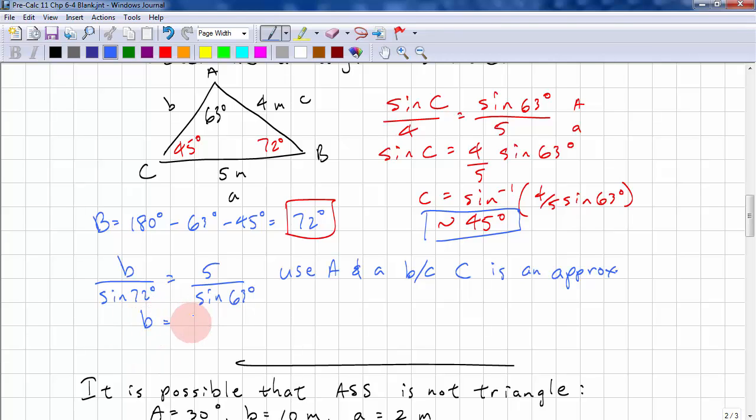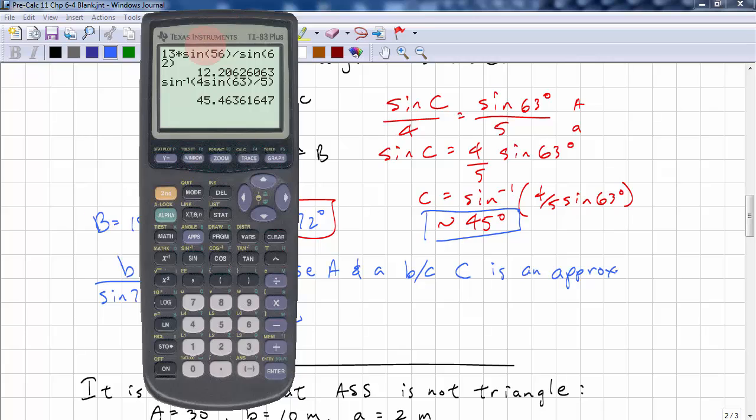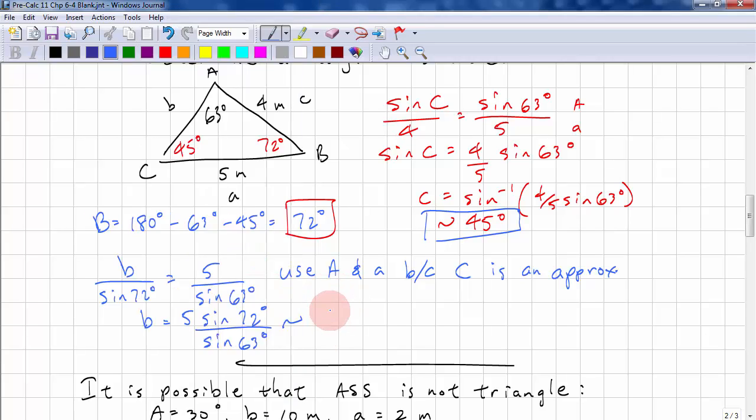Okay, so b equals 5 sine 72 over sine 63. And we can enter this directly on the calculator without any rounding errors. 5 sine 72 divided by sine 63. And we get 5.3. That's probably enough decimal places. 5.3 centimeters. And that's triangles complete.